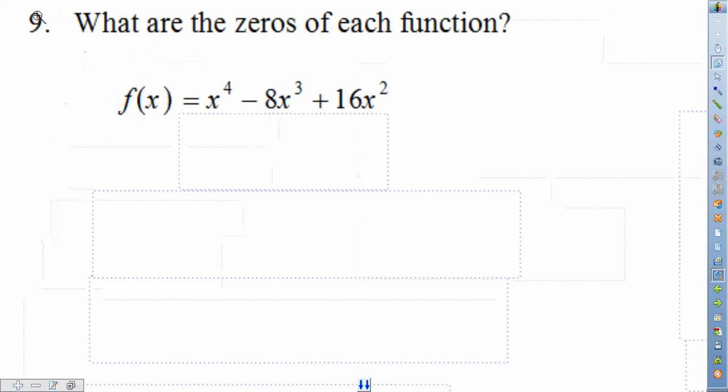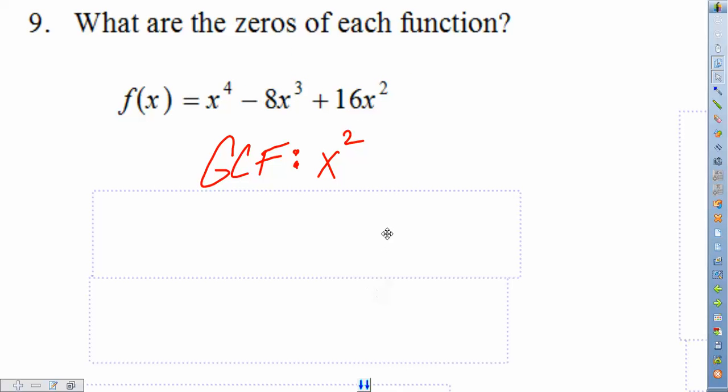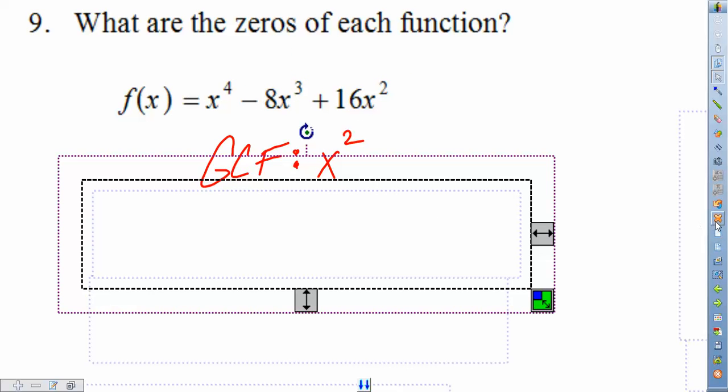Alright, and let's finish up this part of the review by just looking at question number 9. What are the zeros of this function? Well, one thing that jumps out at me right away, it's a quartic function. But not only that, I can see some greatest common factors here. Can you see it? Well, it wouldn't be anything with the numbers because the leading coefficients are 1. But if you look at the x's, the variables, x to the fourth, x to the third, x to the second power, I'm pretty sure we do have a greatest common factor of x squared. So we can factor out that x squared.